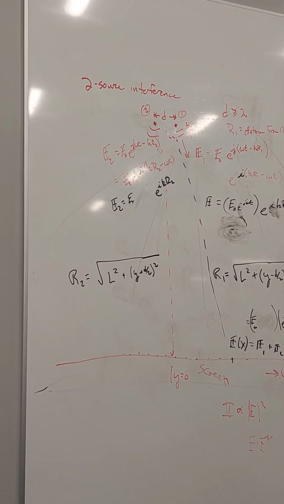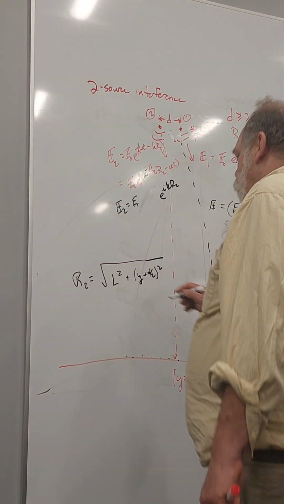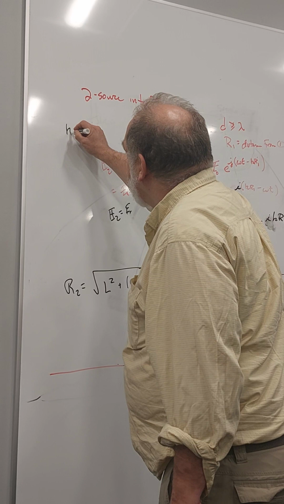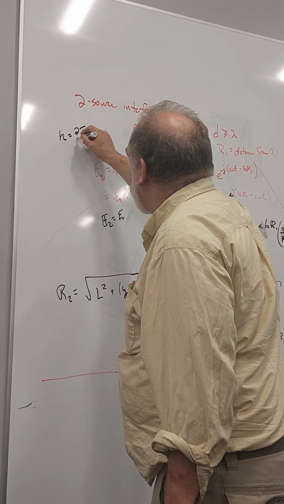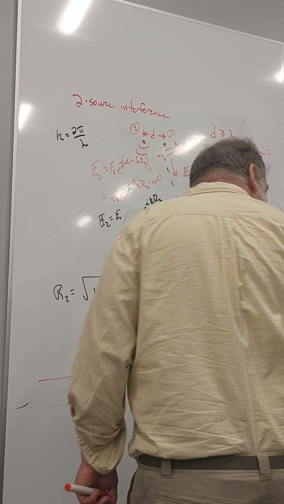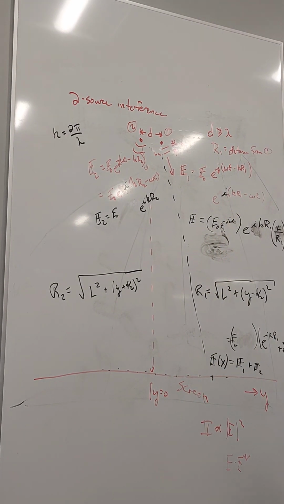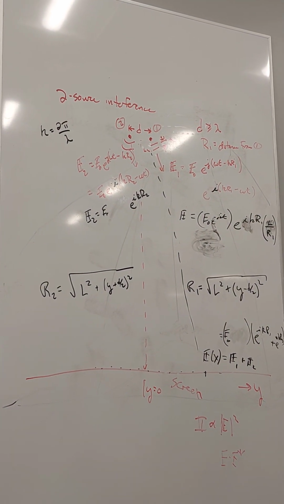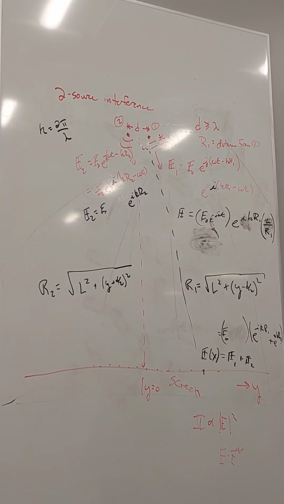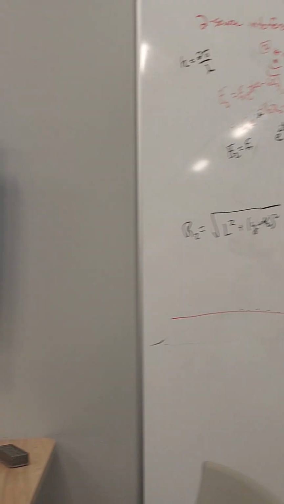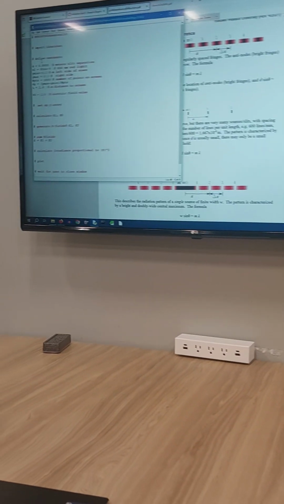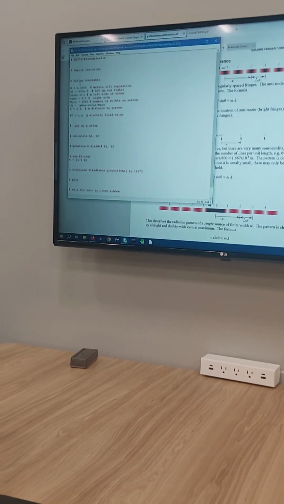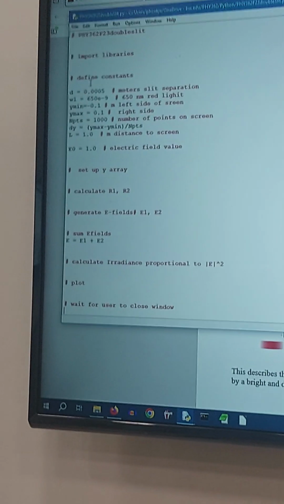Okay, so K equals 2 pi over lambda. Right, so that would go up in your constants as well, I suppose. All right, well, we're way over time, so we should stop. But this will be your homework for chapter 8.